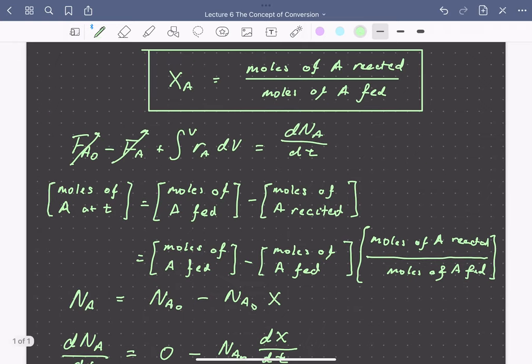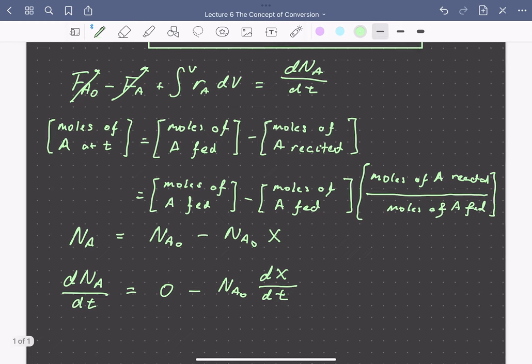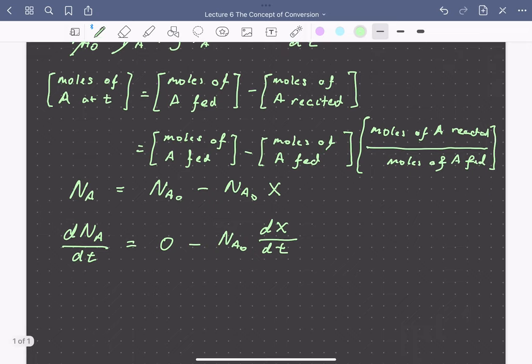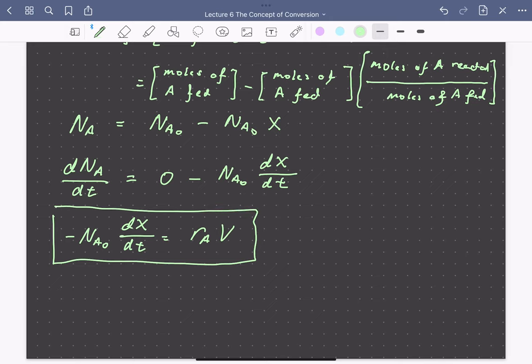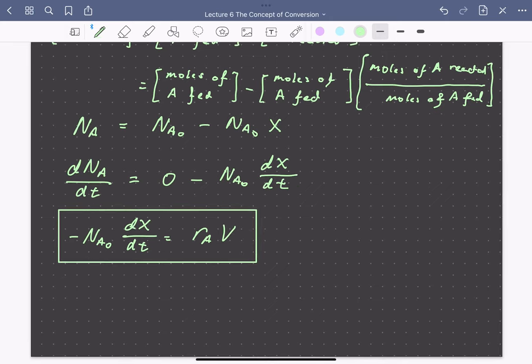So again, our mole balance just said that the accumulation of A with respect to time is equal to the rate of formation of A. So if our system's spatially uniform, well mixed, we can write the generation term as just the product of the rate of reaction and the reactor volume. So then our mole balance for our batch stirred tank reactor becomes minus NA0 dX/dt, so the accumulation is equal to the rate of formation of A times the volume. So this is our mole balance for our batch stirred tank reactor in terms of conversion.